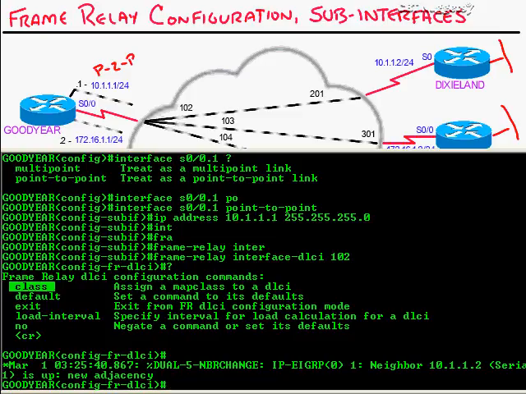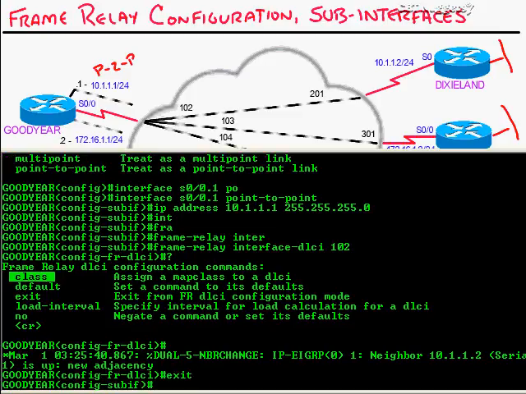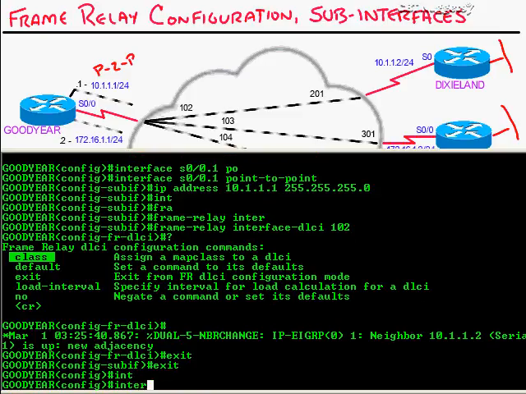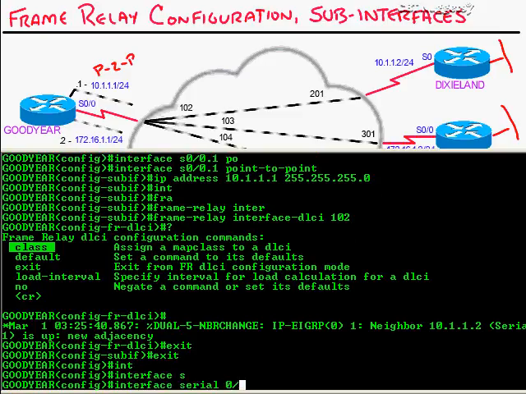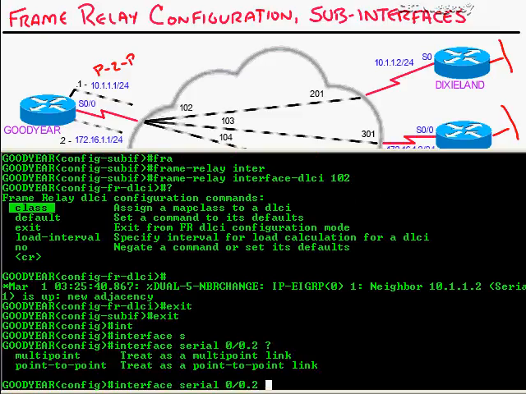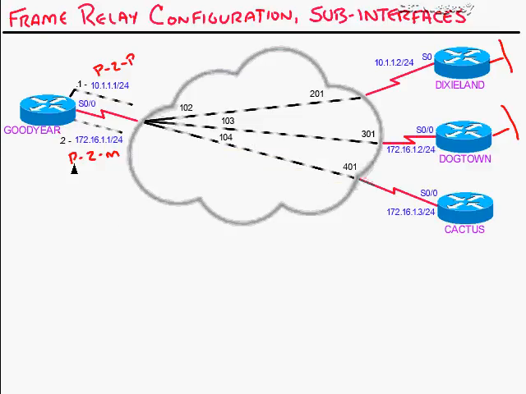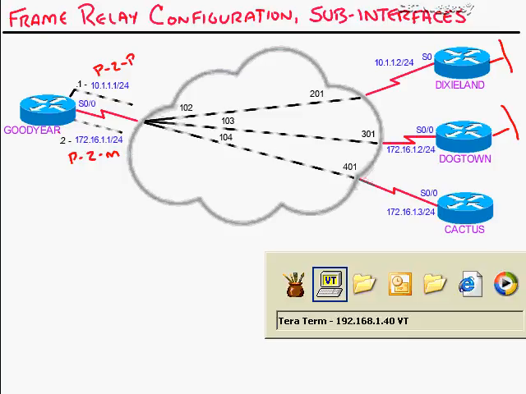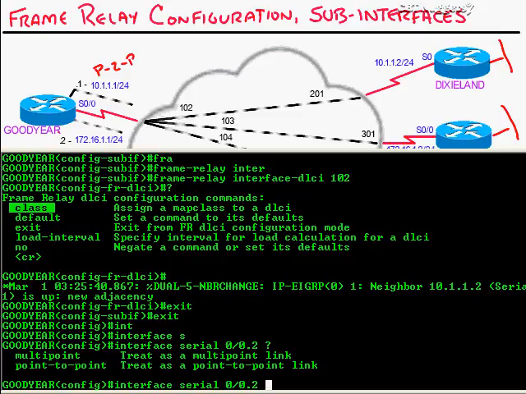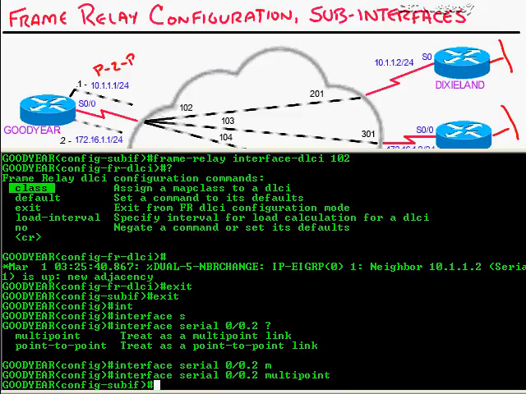Good. So we've got one sub-interface configured. Let's set up the second one. I'm going to type in interface serial 0/0.2 now, and this one, since this is a hybrid configuration, let me get to my topology here. This one is going to be a point-to-multipoint configuration. 172.16.1.1 is the address, and it will connect to both Dogtown and Cactus. So I'm going to type in multipoint, hit enter, and I'm now under the sub-interface.